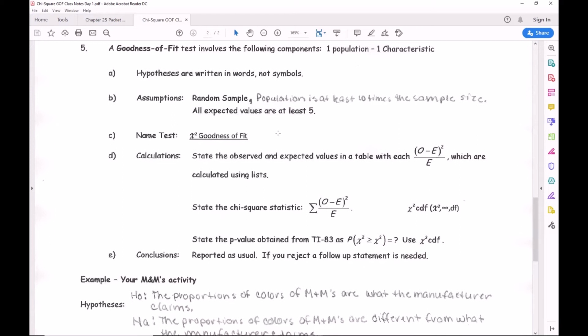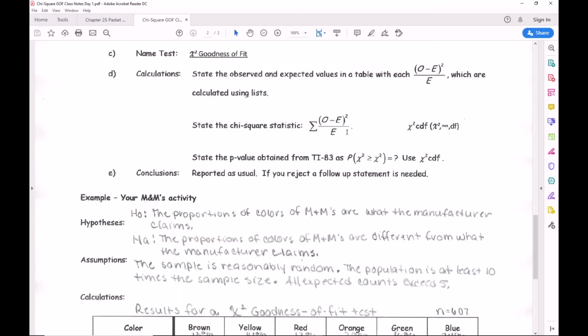The name of the test is the chi-square goodness of fit test, and we're going to have observed values in a table. That's required. Expected values in a table, along with every single observed minus expected squared over expected for each category. We're going to do these a number of ways with lists, and we're going to do them just from the test. I'll show you how to get these 6 values for our little activity today.